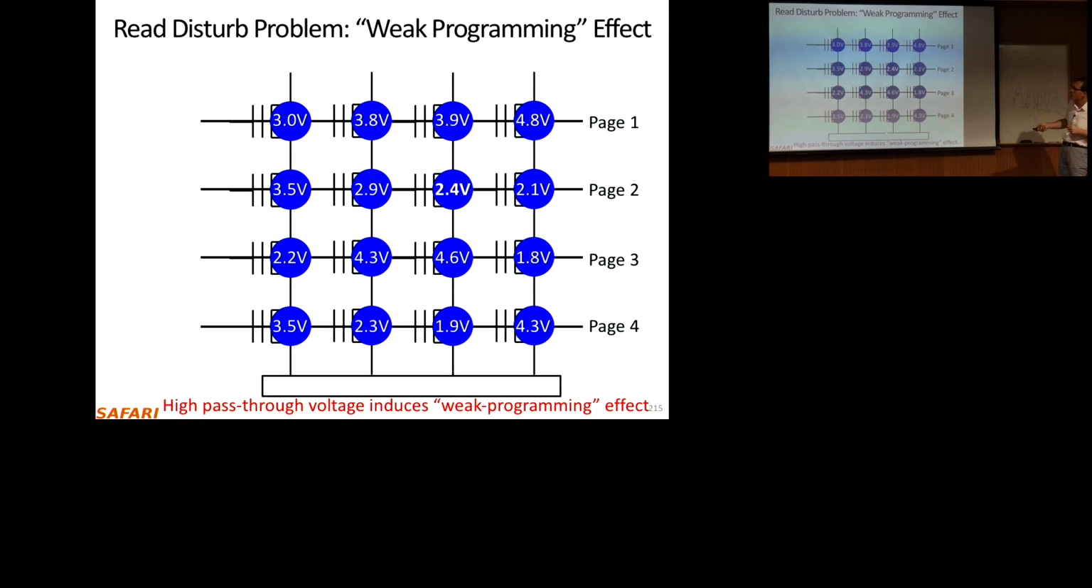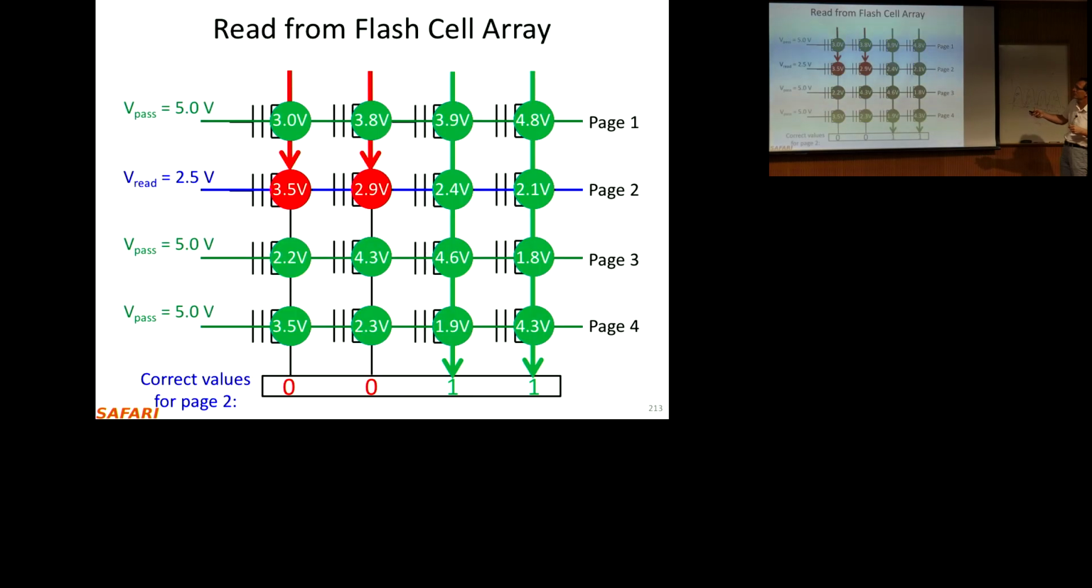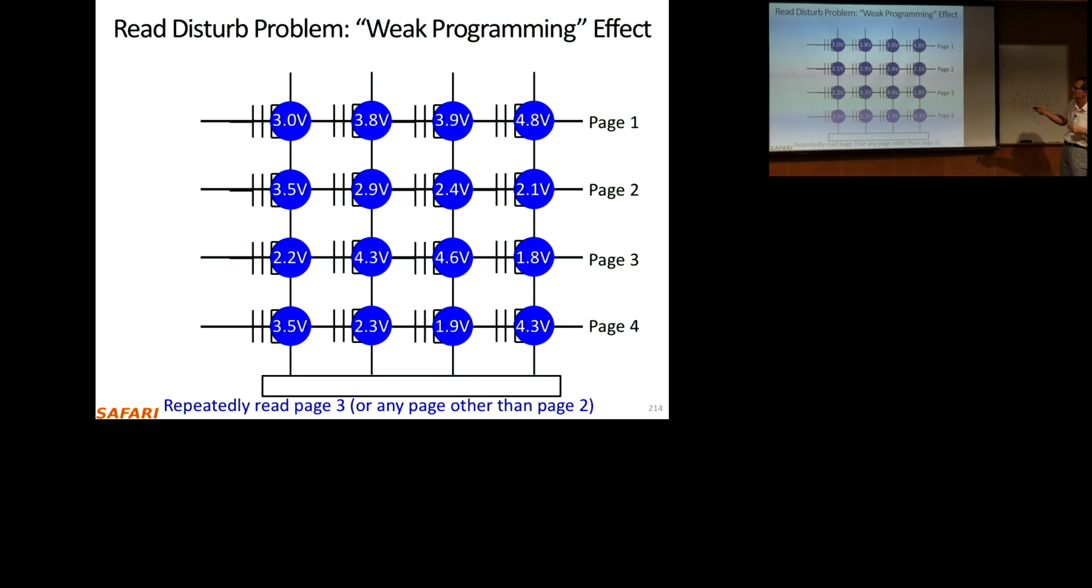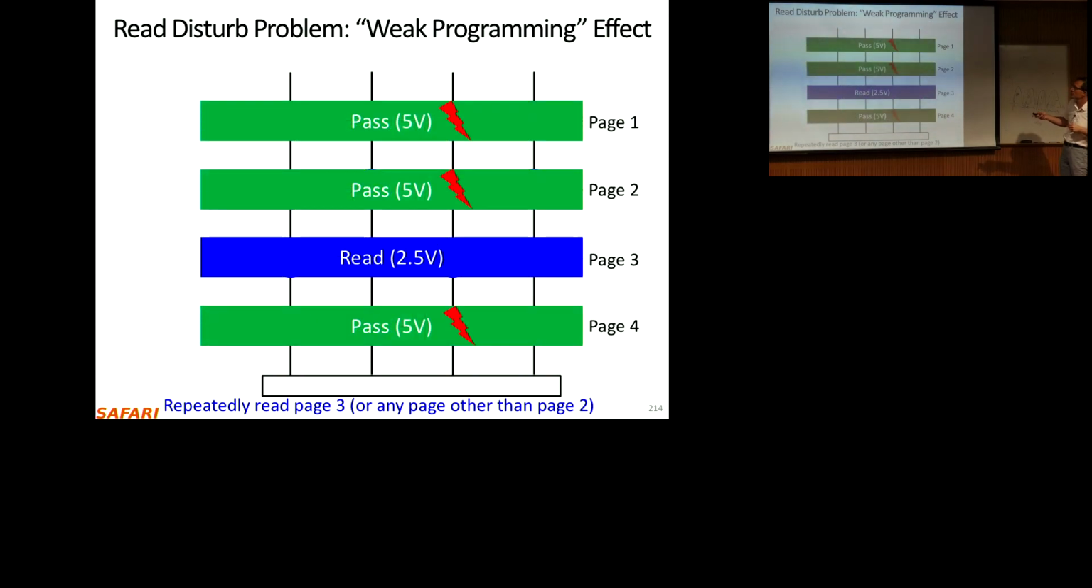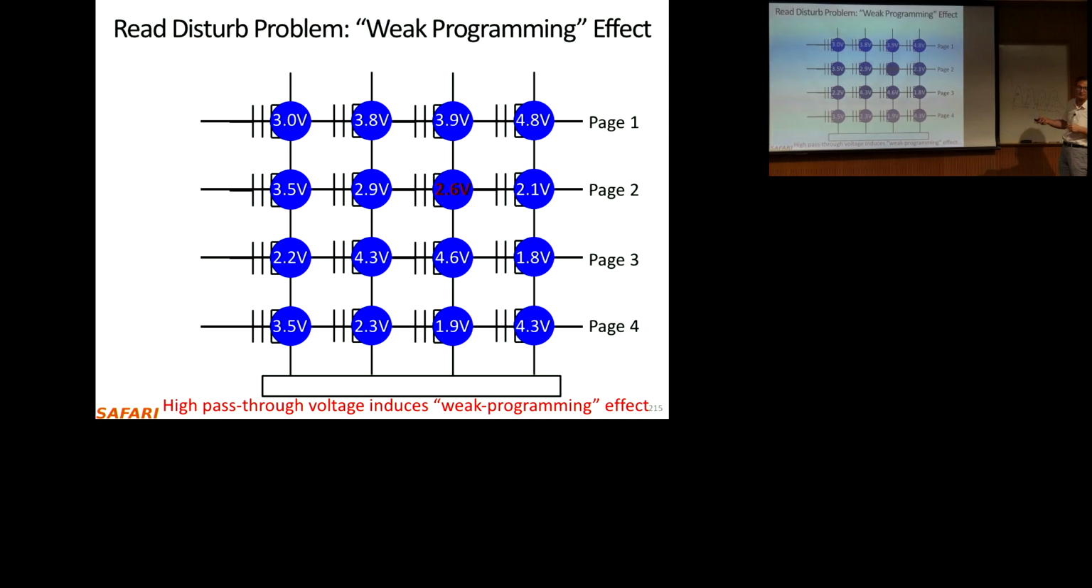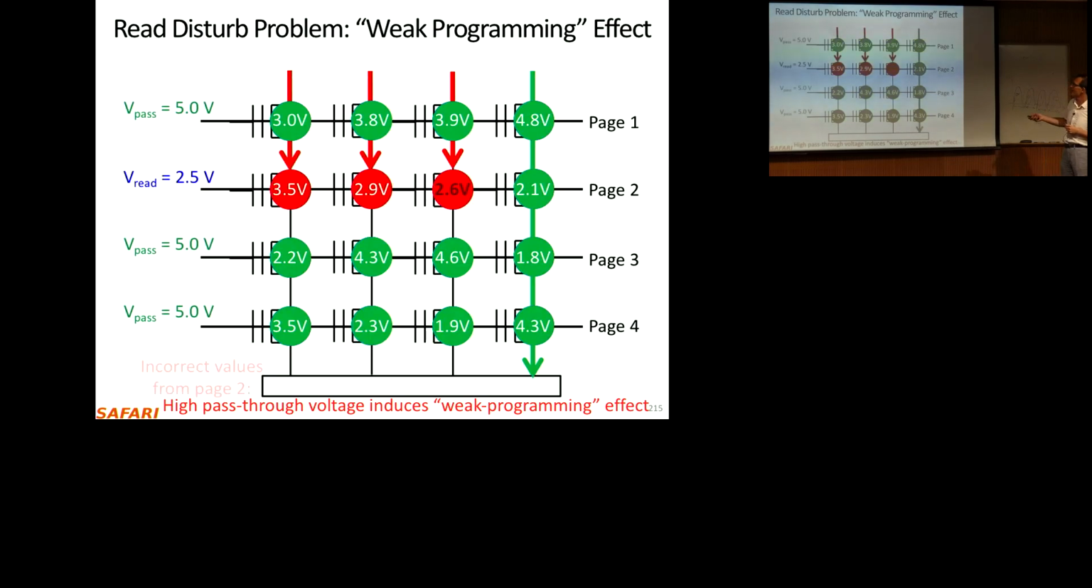Because of this weak programming effect, very high pass-through voltage, we had 5 volts over here. This flipped from 2.4 volts to 2.6 volts because you applied very high voltage to it. Now that's a problem. Now let's go back and read page 2.